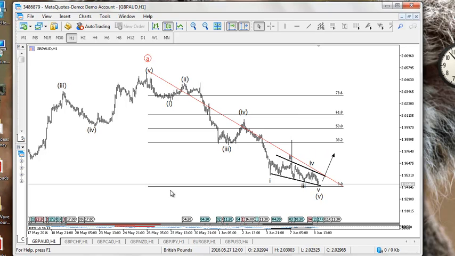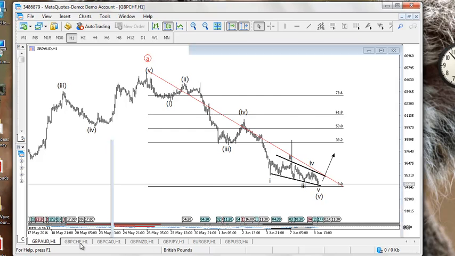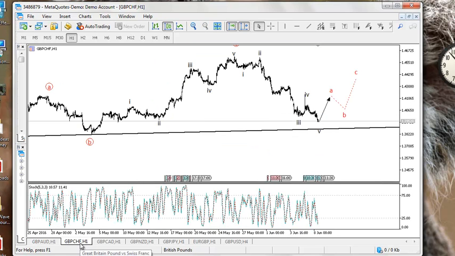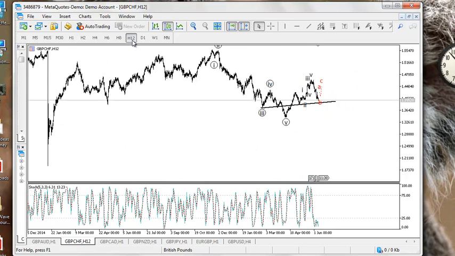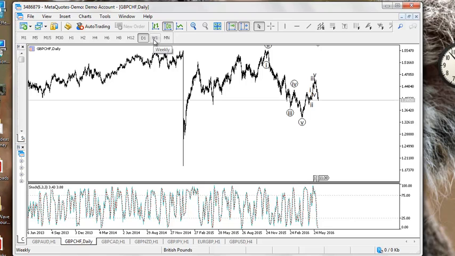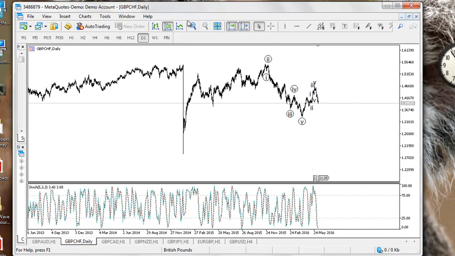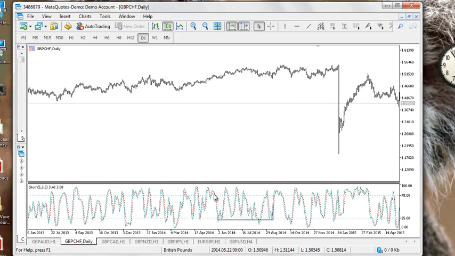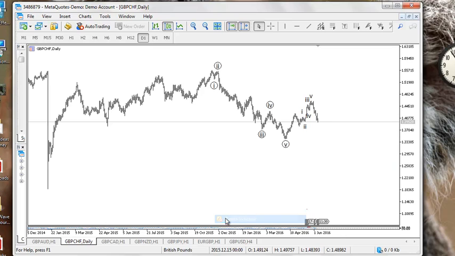And the next one is the GBP CHF, that's the Great Britain pound and the Swiss franc. Now let me take us from here as well. We also had some very nice run on this pair. This was an ending diagonal we spotted some time ago. An ending diagonal we spotted some time ago.